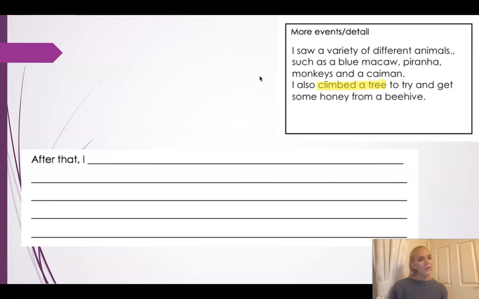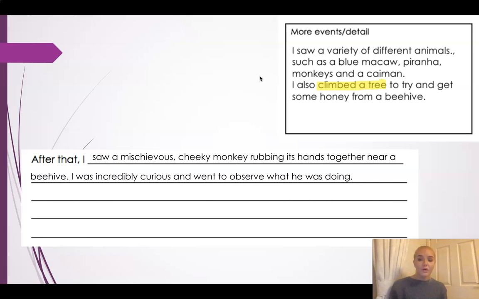Now, I'm thinking, well, what led me to climb this tree? Because I didn't just climb a tree. What did I see before I climbed the tree? Now, I saw a monkey, but not just any old monkey, a mischievous, cheeky monkey. And what was the monkey doing? Rubbing its hands together near a beehive. So I can see I've got my prepositional phrase here, near a beehive. I was incredibly curious, so not just curious, incredibly curious, and went to observe what he was doing.